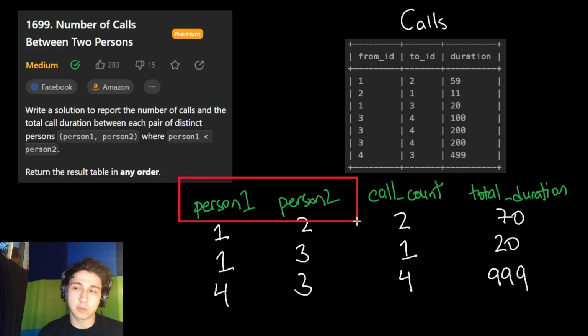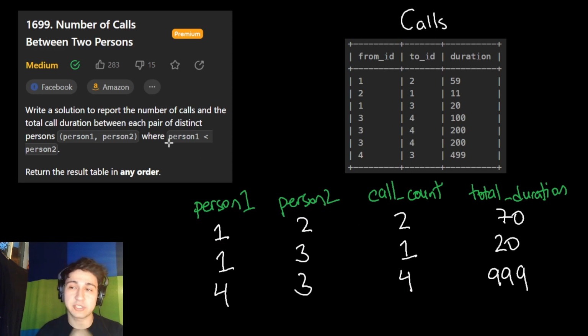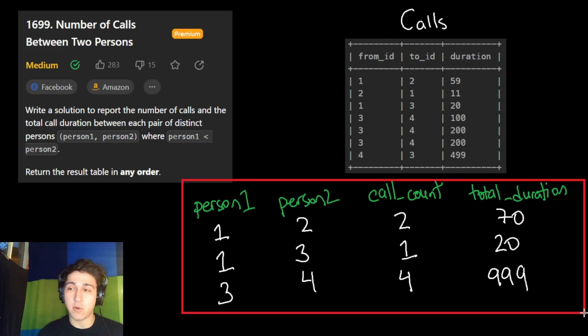Up till now, I told you that the order of person one and person two doesn't matter. However, in the question, they do mention they want us to order it so that the ID of person one is less than person two. What this basically means is, instead of just putting one here and two here at random, if we have two people, we want to put the person with the smaller ID into this one. So here it's correct because one is less than two. Here it's also correct because one is less than three. But here we want to switch the people around because, right, 4 is bigger than 3. So let's just flip that around. This is now our desired output.